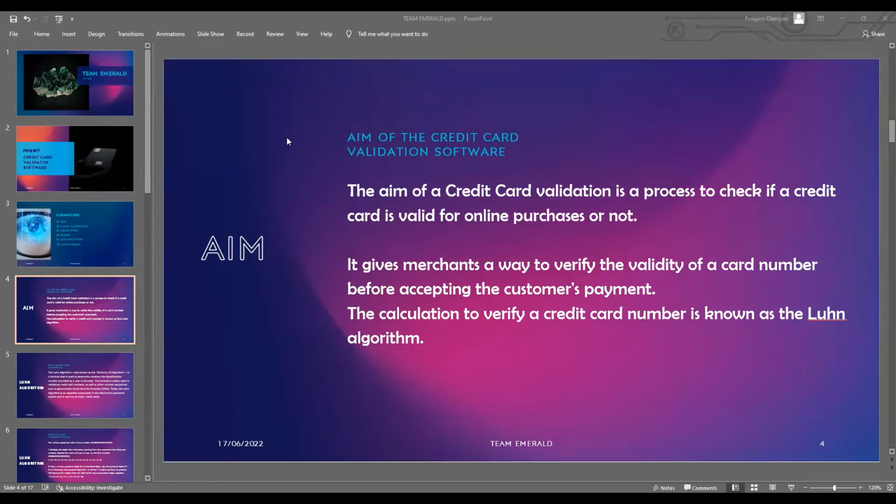And it also helps to protect against internet fraudsters who want to use fake card numbers to purchase goods or services online without anyone knowing. All right, thank you. So that's the aim of the project. But before we go into the project, we need to understand what the Luhn algorithm is all about. So would Chidera please explain the Luhn algorithm for us?